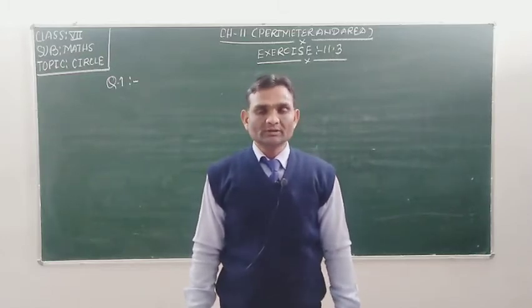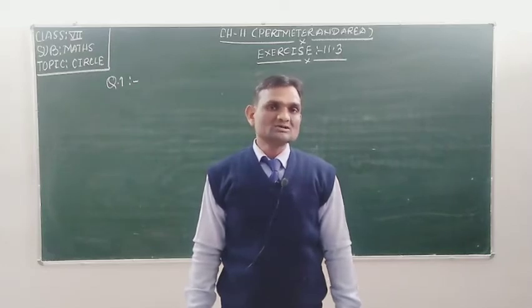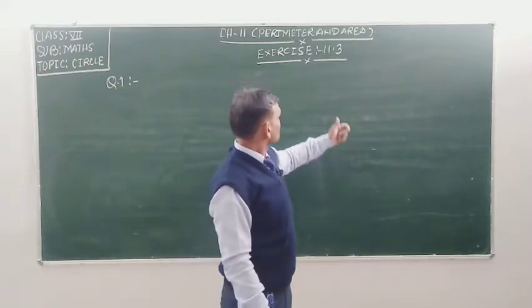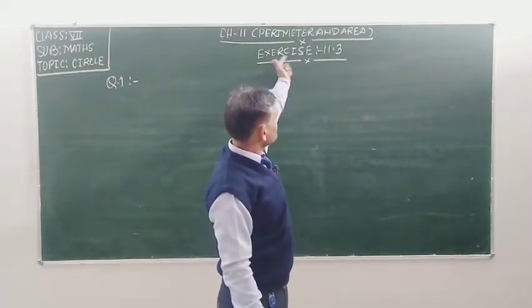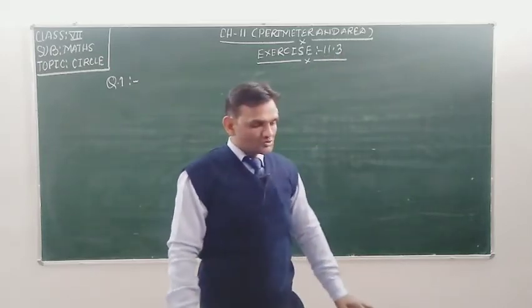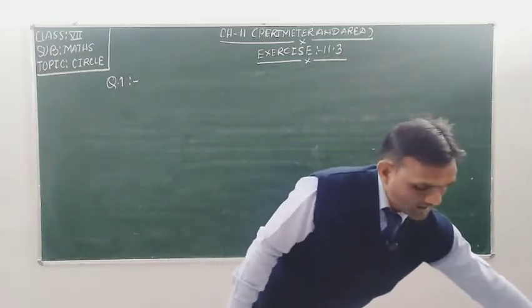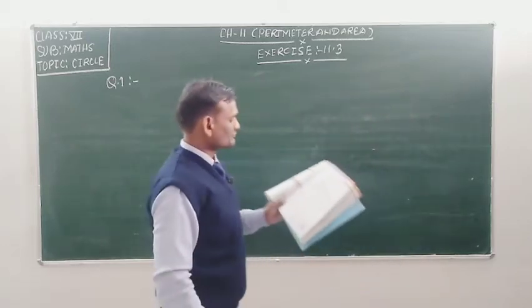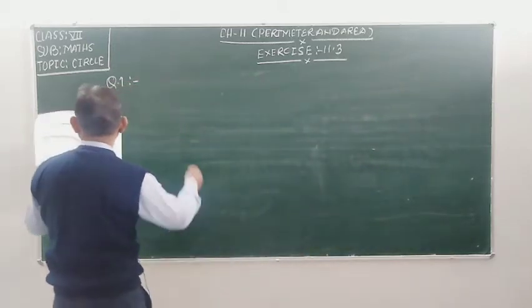Student, today I am going to start your new exercise of chapter 11, perimeter and area. The exercise number which I am going to start today is 11.3. So student, I am taking the first question of exercise 11.3. Firstly I am writing the question, student.